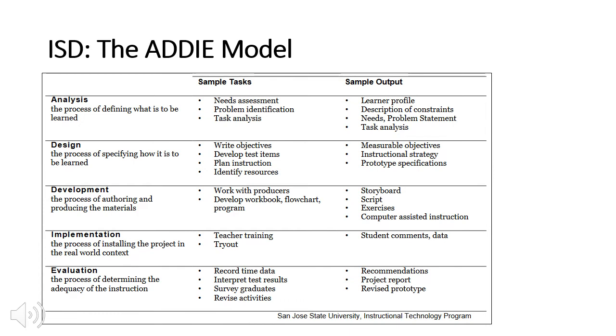The last phase is the evaluation phase. This is the process of determining the adequacy of the instruction. Tasks such as recording time data, interpreting test results, surveying graduates, and revising activities will be done in this phase. Some outputs from this phase are recommendations, project report, and the revised prototype. The prototype has been revised based on the comments of the students.